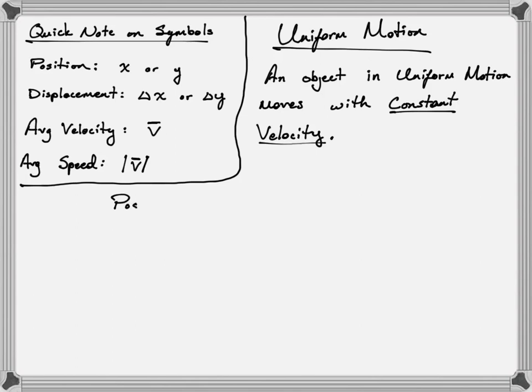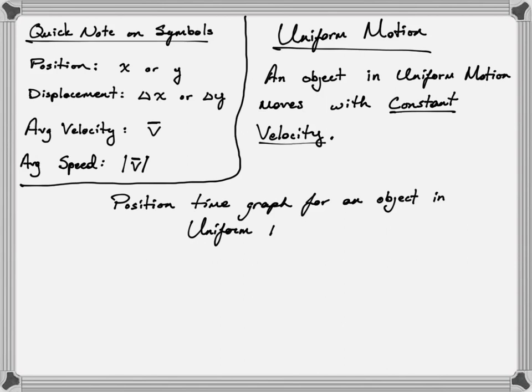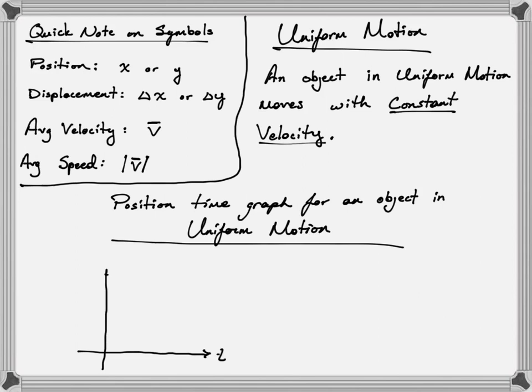Okay, let's take a second and talk about what a position time graph should look like for an object in uniform motion. Since it's a constant velocity, that means your position is changing at a constant rate each second. If I'm going at a constant velocity, say of 2 meters per second, that means every second I have changed my position by 2 meters.